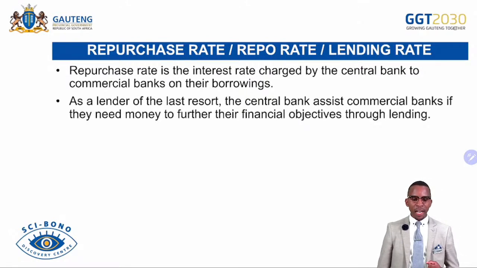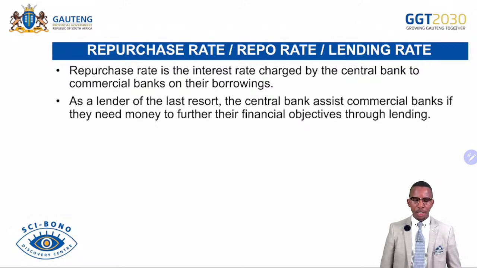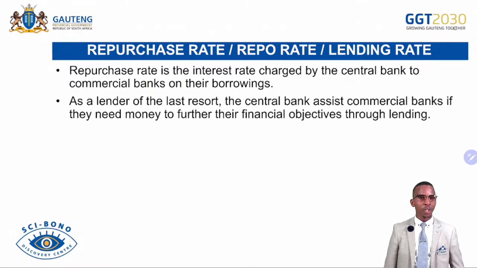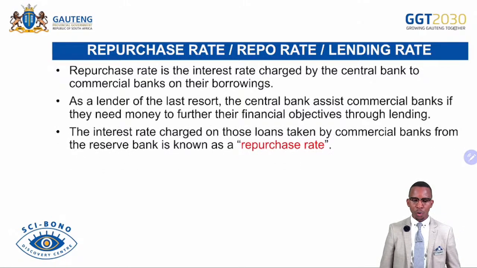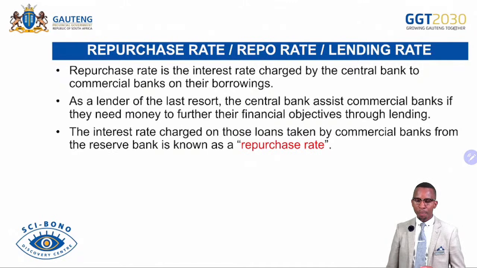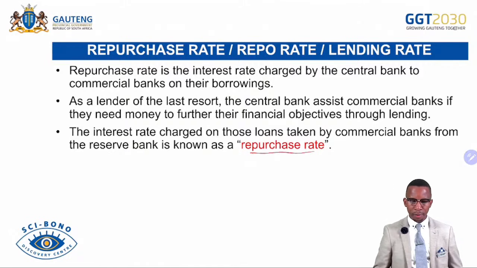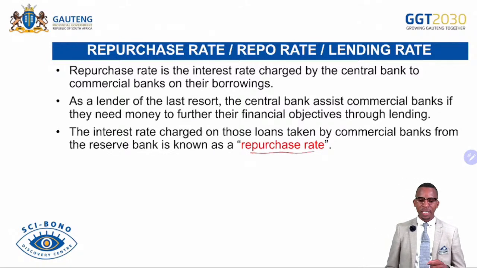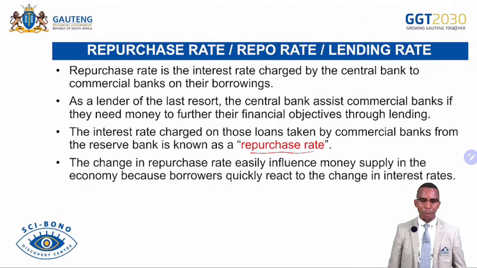As a lender of last resort, the central bank assists commercial banks if they need money to further their financial objectives through lending. And then the interest rate charged on those loans taken by commercial banks from the Reserve Bank is known as the repurchase rate or the repo rate. So we'll be discussing how it can be applied, how it can be used to influence the economy to recover.